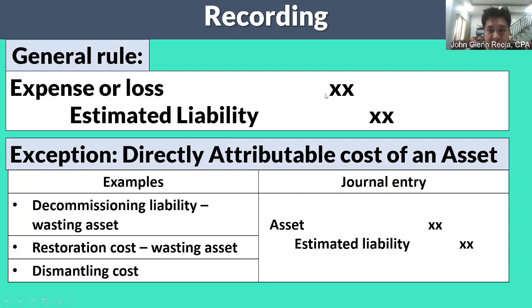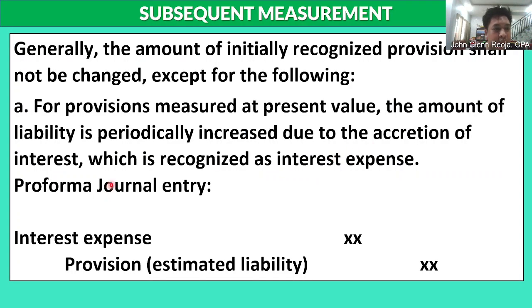Okay. So let's proceed with the subsequent measurement. Okay. So generally, the amount of initial recognized provision shall not be changed. Yung na-record natin sa books is hindi natin siya i-change as a general rule. Pero may mga exceptions naman. For example, for provisions measured at present value, di ba? So malamang, using subsequent measurement at amortized cost, mag-incur naman yan ng interest expense. So the amount of liability is periodically or regularly increased due to the accretion of interest. Or say accretion, incurrence of interest expense.